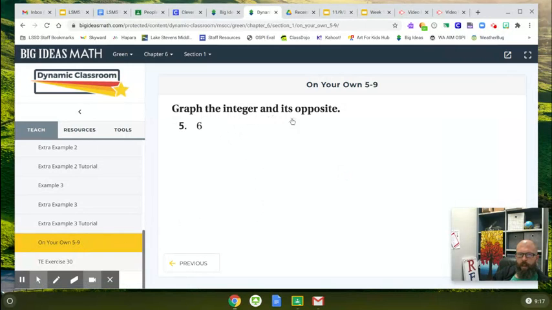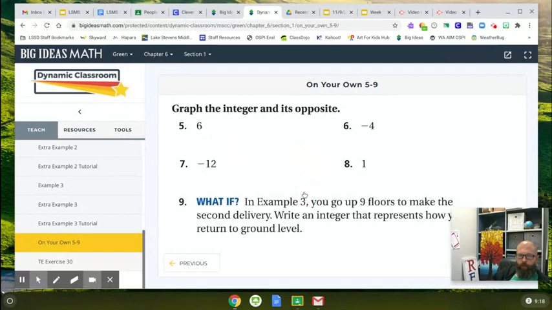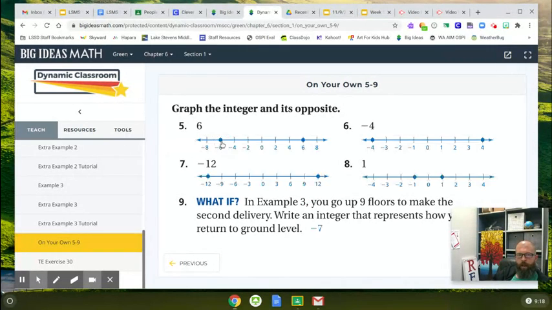Graph the integer and its opposite. So we have 6. You make a number line, and you graph 6 and negative 6. You just put a little point on each one. Negative 4, you have your number line. You put a point on negative 4 and 4. Negative 12 and 12. 1 and negative 1.